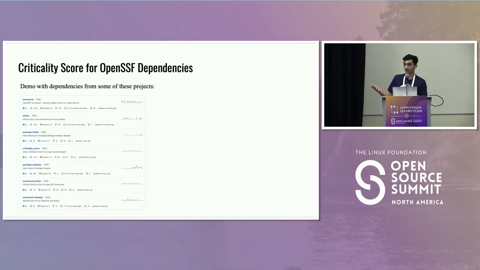Okay, enough explaining, onto the demo. In this demo, we're going to calculate the criticality score of all dependencies of some OpenSSF repos. We're going to first calculate the score of default weights, and then calculate the score of modified weights and compare them.